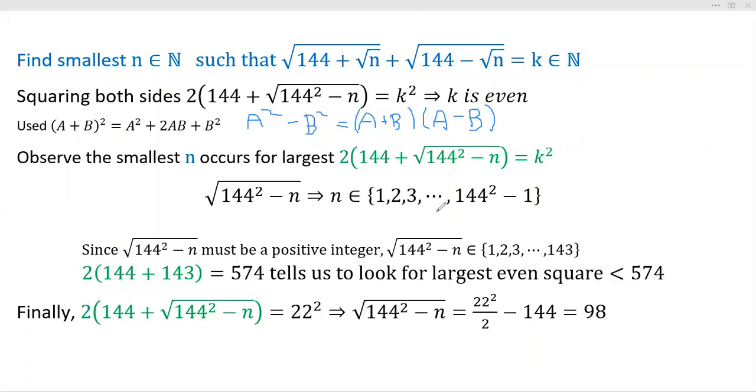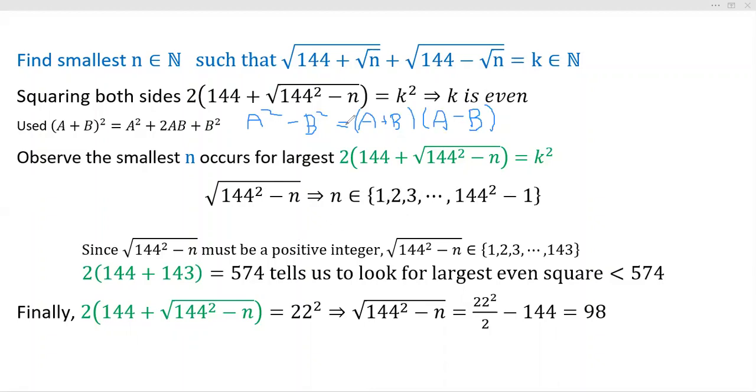Now, that's still not quite enough information, but what we can also surmise is n would have to be in this set. Notice that n couldn't be 144 squared, because you would get the square root of 288 up here, I think. Okay, you would get the square root of 288, which is not a perfect square. And so we have to stop just shy. So n would be a number in this set, all right?